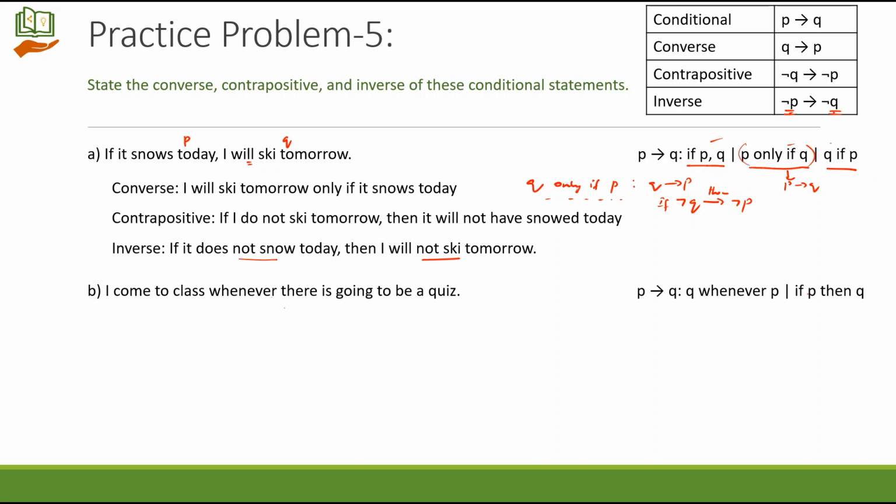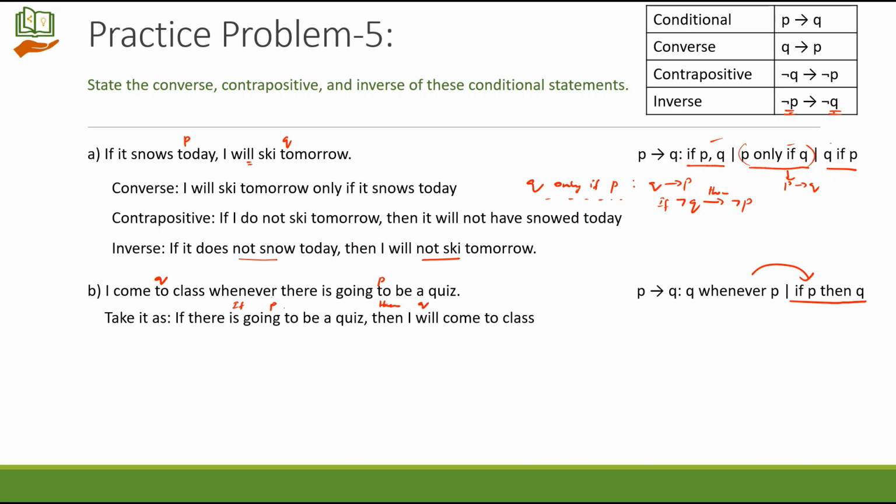That's all. Next statement. I come to class whenever there is going to be a quiz. So this is in the form of Q whenever P. So this is Q and this is P. Now we will just convert this to if P then Q form. So if we convert this way, what will it be? If there is going to be a quiz, I will come to the class. So this will be if P then Q.